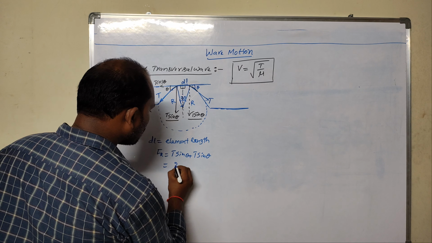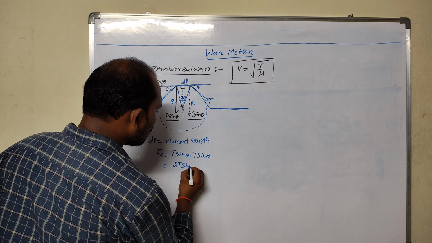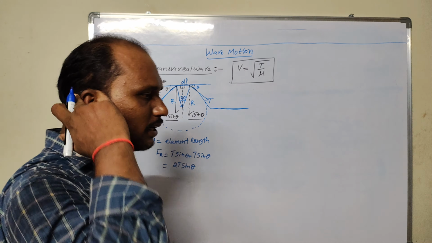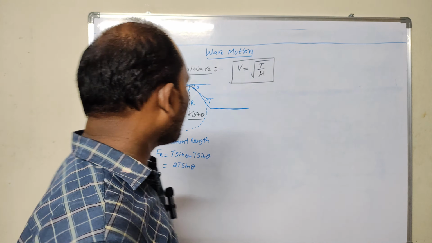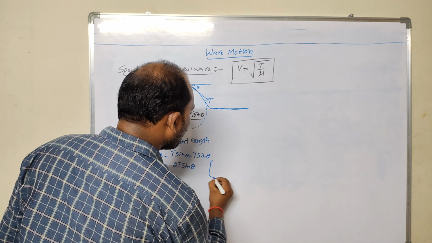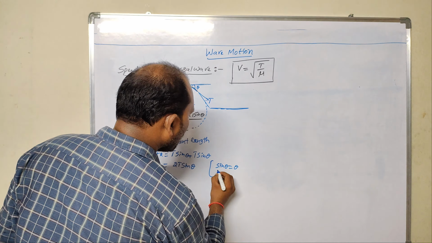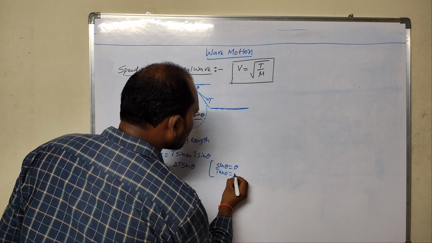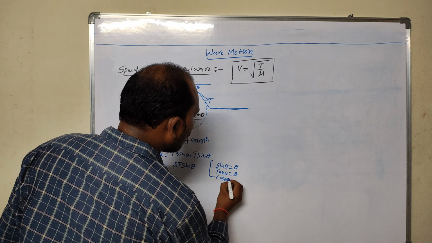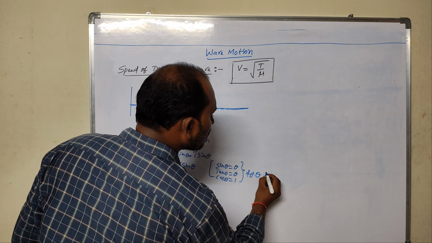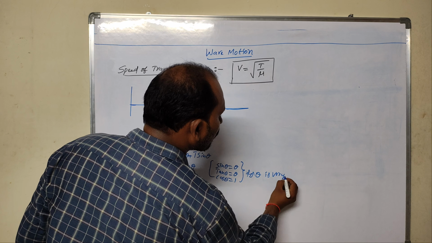So what do you get, guys? 2T sin theta. We know that generally for a smaller angle, sin theta becomes theta. Keep in mind, very very important. For smaller angles, sin theta becomes theta, tan theta becomes theta, and cos theta becomes 1, for theta very small.